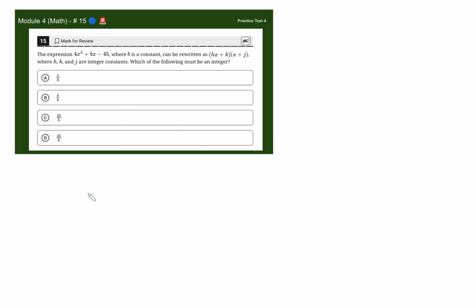Okay, so let me just write this down. So we have 4x squared plus bx minus 45. And it's saying it can be rewritten, so it's equivalent to this right here: hx plus k and x plus j.